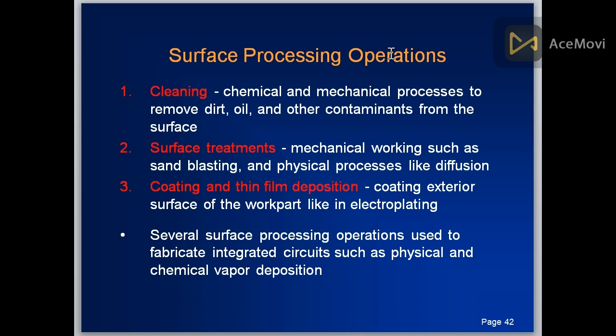Surface processing operations include cleaning, which may be done with chemical and mechanical processes to remove dirt, oil, and other contaminants. Surface treatments include sandblasting, physical processes like diffusion, and also coating to protect the base metal from attack by corrosion or wear, etc.